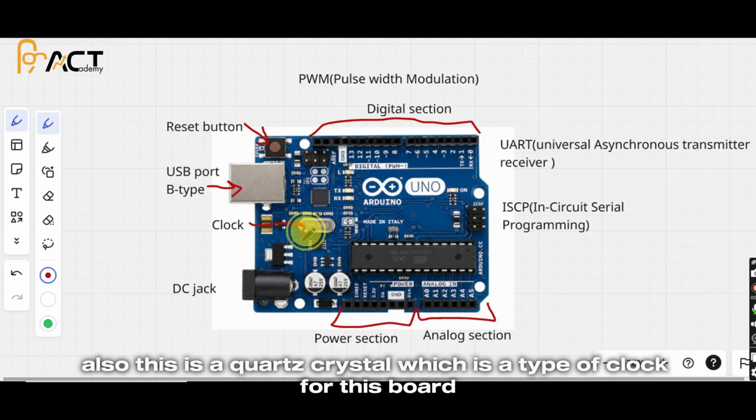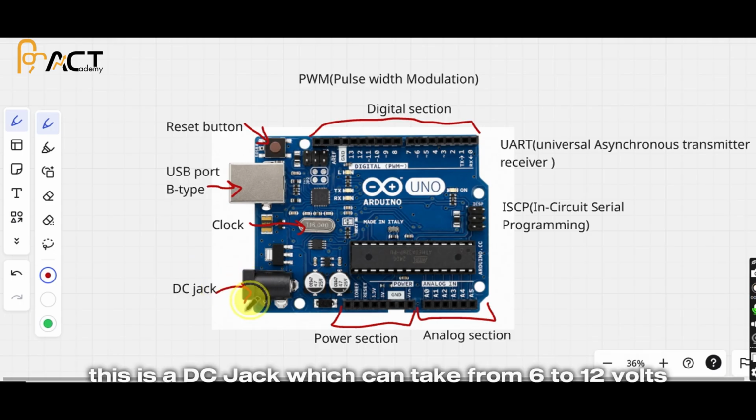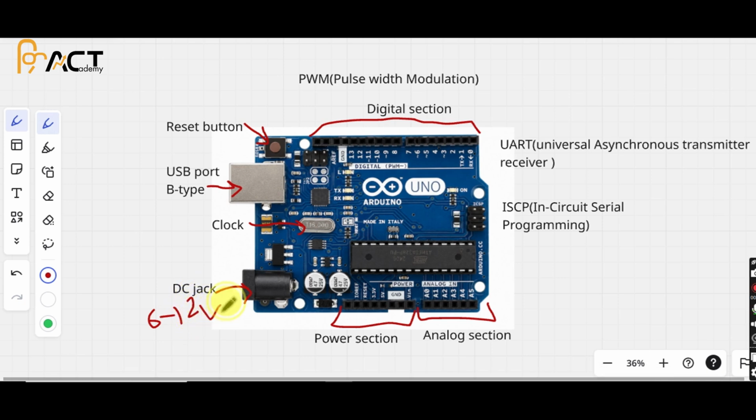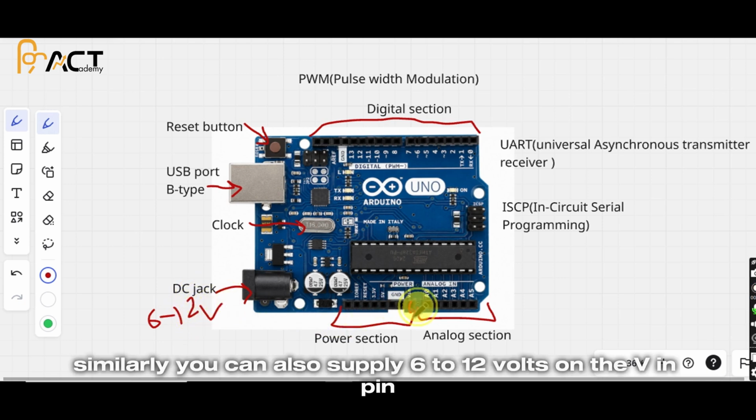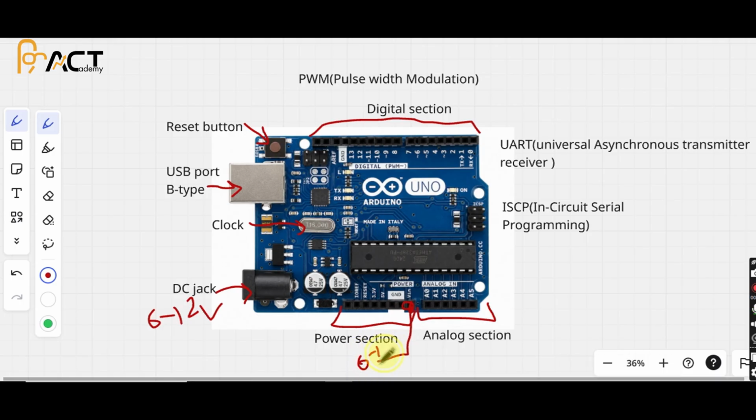Also, here is a quartz crystal, which is a type of clock for this board. This is a DC jack which can take from 6 to 12 volts. Similarly, you can also supply 6 to 12 volts on this Vin pin for any of your projects. This ICSP is in-circuit serial programming, which is used for further applications that we don't require for our basics.